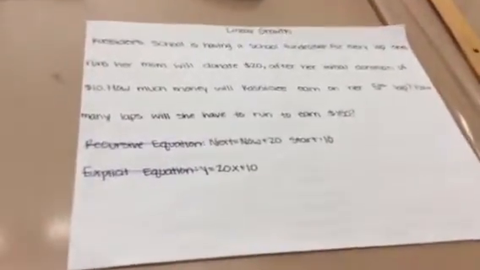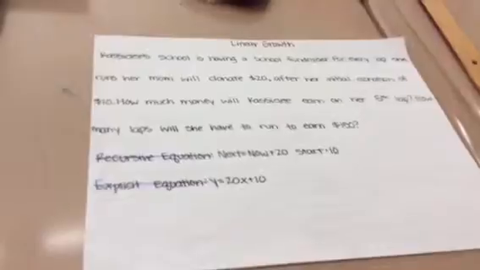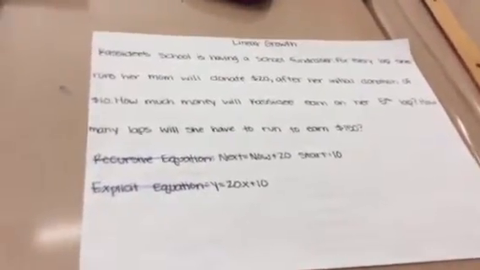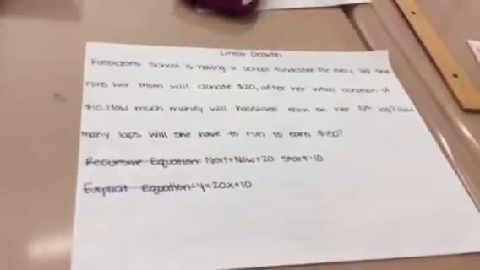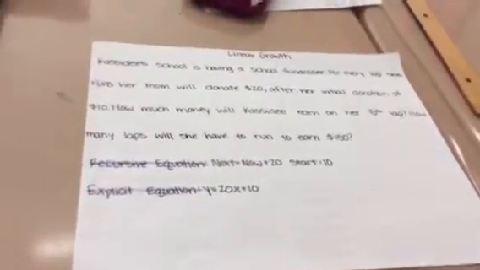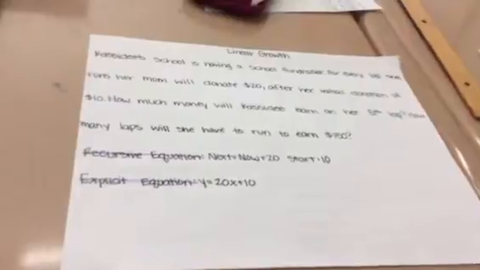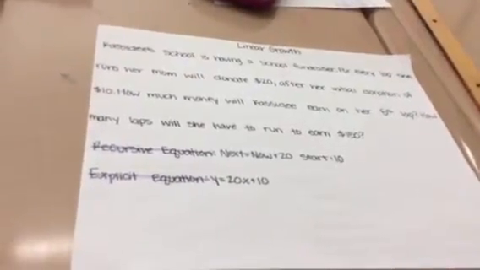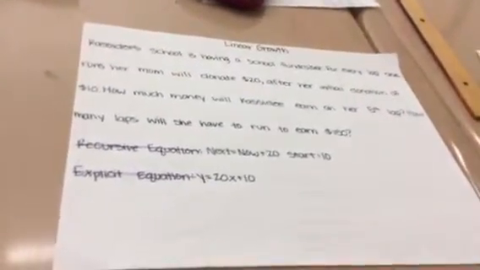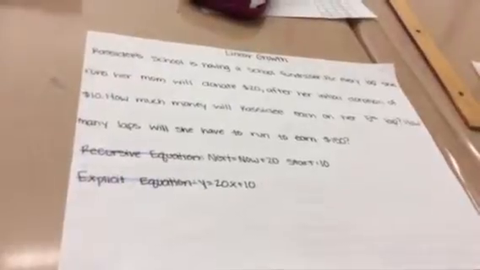The recursive equation for this problem is next equals now plus 20, because she earns $20 each lap. The start is 10 because her mom donates $10 when she hasn't run any laps. The explicit equation is y equals 20x plus 10, because 20 is how much she earns per lap, so it's the slope, and x is the number of laps she runs, which we don't know, so it can be any number of laps, plus 10 because that's the initial amount.